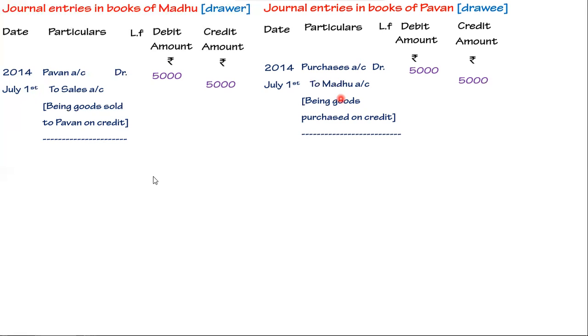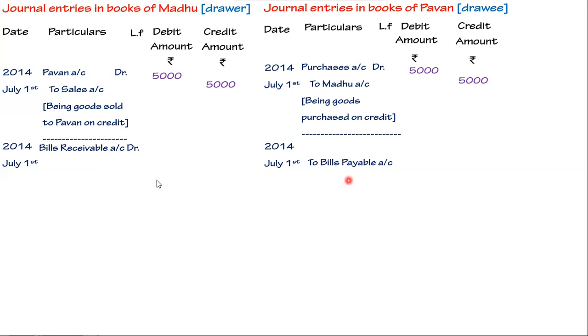Then as soon as the goods are sold, the seller will draw a bill on buyer immediately. So the date again will be taken as 2014 July 1st. Even here the date will be taken as 2014 July 1st. So he has prepared a bill. Seller Madhu has prepared a bill on buyer Pawan. So it will be bills receivable for him. So as it is an asset, it will be recorded on debit side as bills receivable account debit. Whereas it will be bills payable for buyer. So it is a liability. So it will be recorded on credit side as to bills payable account.